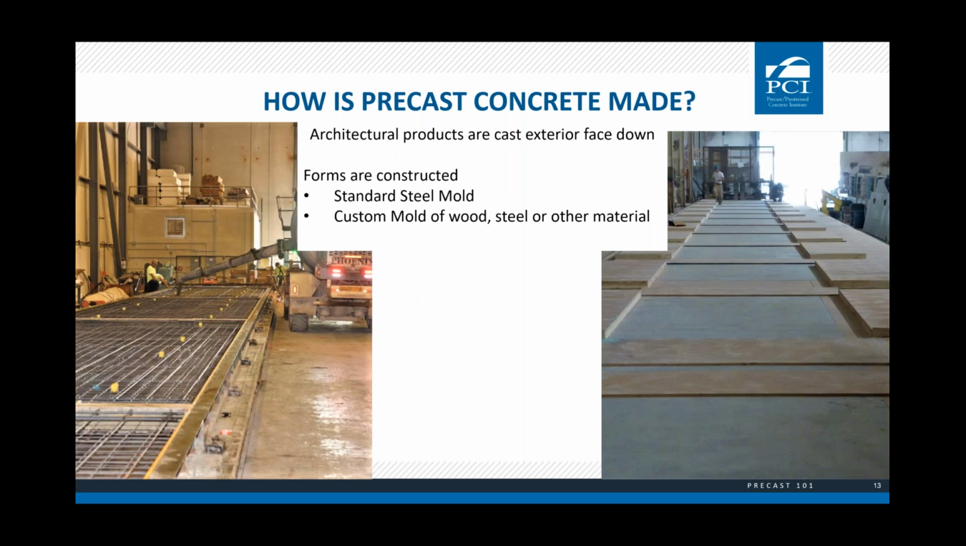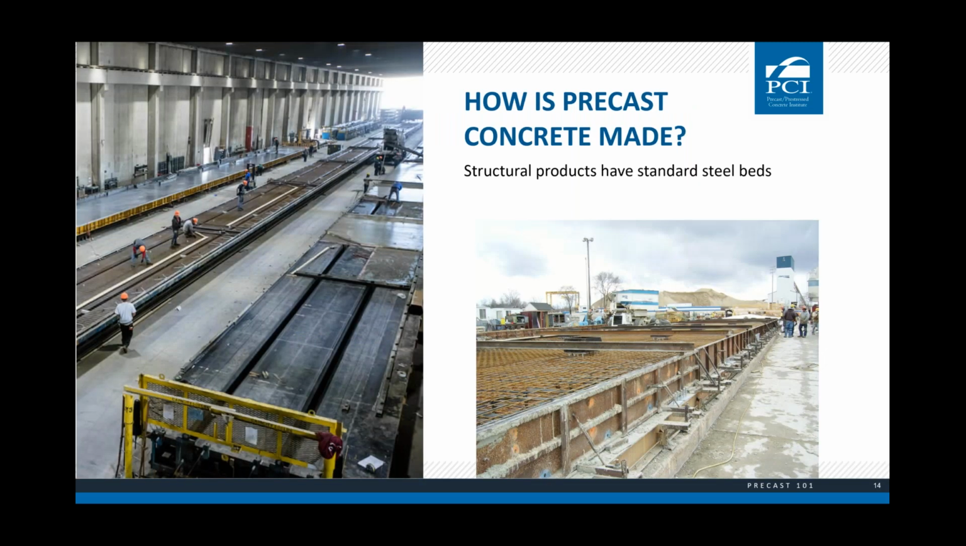The wall panels are produced on large flat beds, some on long line steel beds, others in custom wood molds. But every plant is different, so it is advisable to proactively visit a local precast plant to get a better understanding of their specific production process.